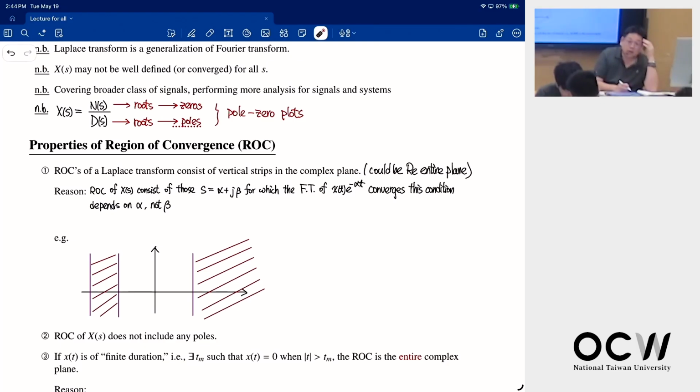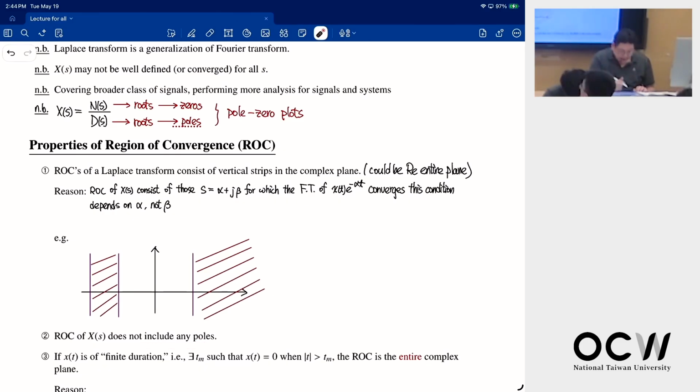The second one: the region of convergence does not include any poles, because at a pole, the denominator is 0. Then overall, there's divergence. So I cannot include any poles. Poles mean the denominator makes the equation 0, so overall this fraction goes to infinity. So it cannot include poles.